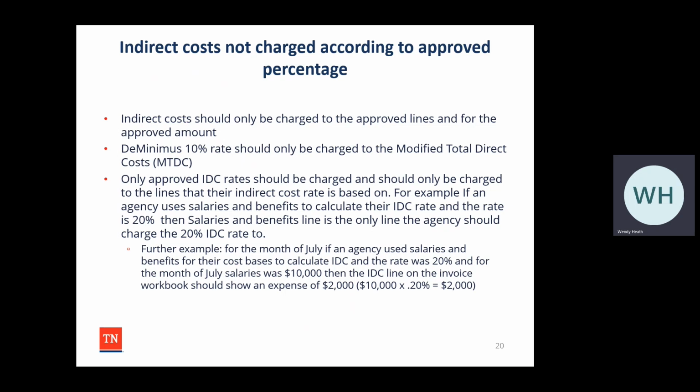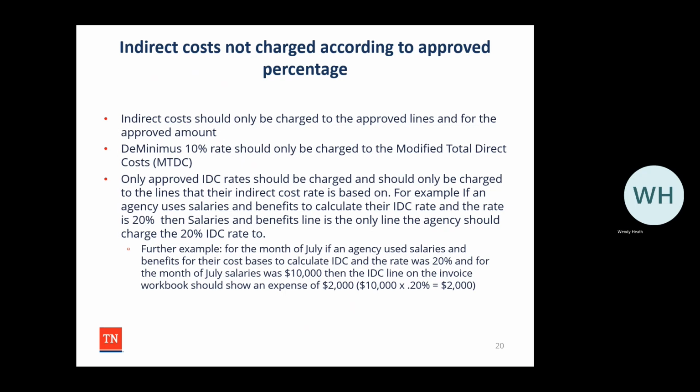Here's an example. For the month of July, an agency used salaries and benefits for their cost base to calculate their indirect cost, and the rate was 20%. For the month of July, the salaries were $10,000. So the indirect cost line on the invoice workbook should show an expense of $2,000, which is taking 20% of the $10,000 your base was calculated on, and that would be on your invoice to submit for that particular month. So just make sure you're reviewing that, because that is also checked when we are reviewing the invoices, and if it's off, they will send it back.